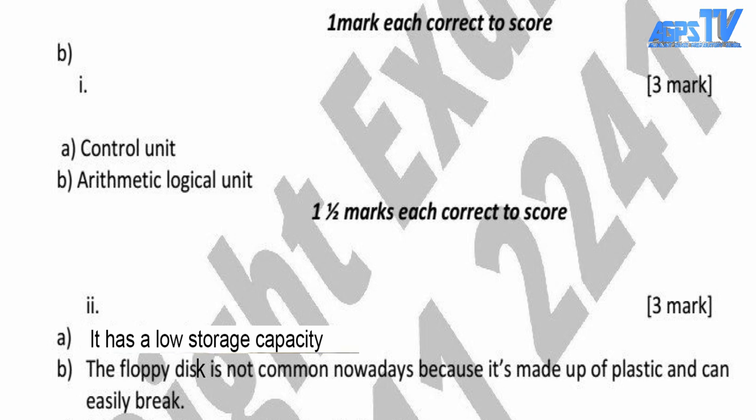Good. Then the next reason is that the floppy disk is not common nowadays because it is made of plastic and can easily break. It's made of what? Plastic. It can easily break. This means that the floppy disk is a fragile storage device. You see, the little pressure you exert on it will cause damage. So the floppy disk is not common nowadays because it is made of plastic and can easily break.